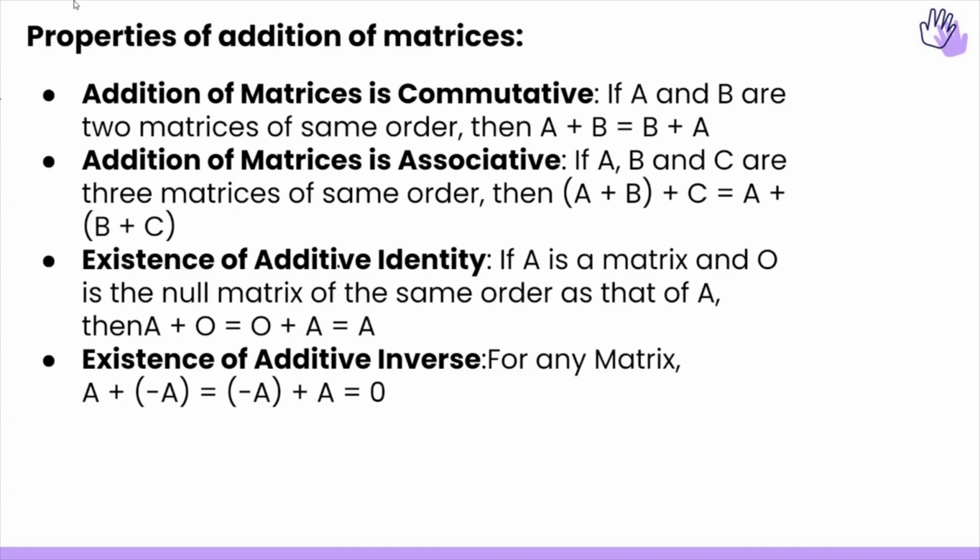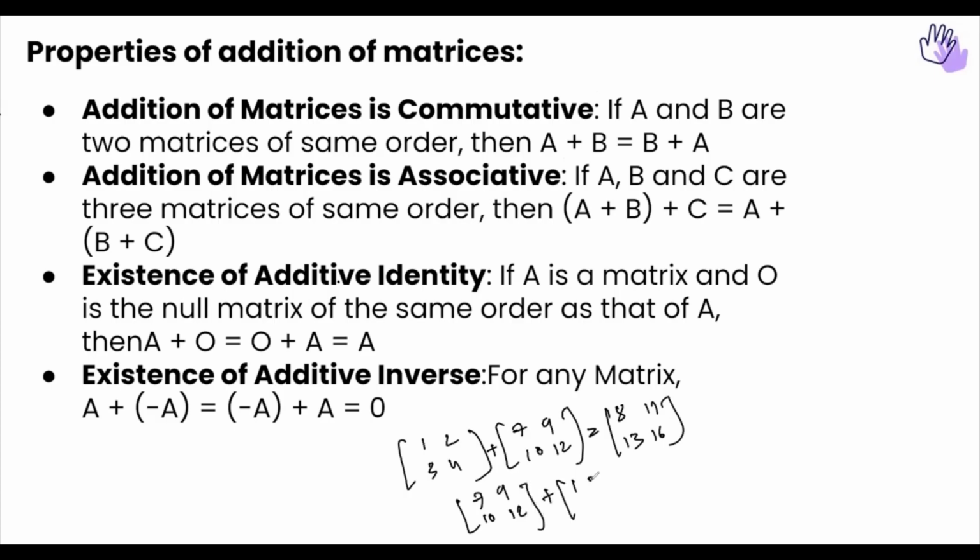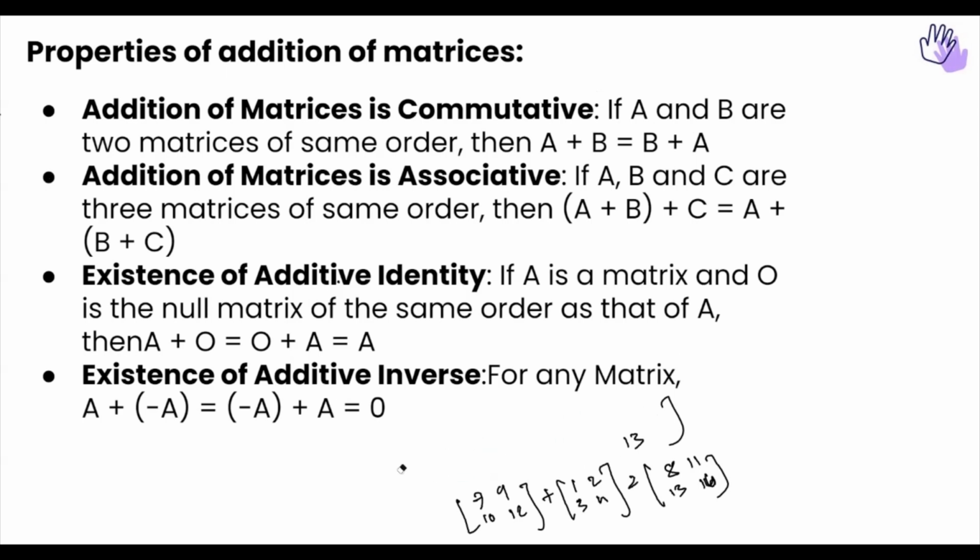If you want me to take an example, take 1, 2, 3, 4 as one matrix and 7, 9, 10, 12 as the other. What do you get if you add both of these? 7 plus 1, 8; 9 plus 2, 11; 3 plus 10, 13; 12 plus 4, 16, right? If I add them the other way, 1, 2, 3, 4 plus 7, 9, 10, 12, I get the same thing: 8, 11, 13, 16. So I've got the same values, isn't it? So these are commutative. A plus B should be equal to B plus A.